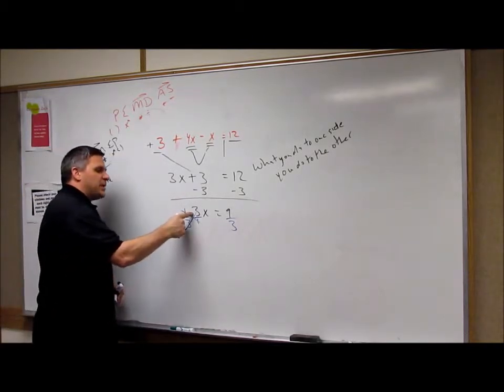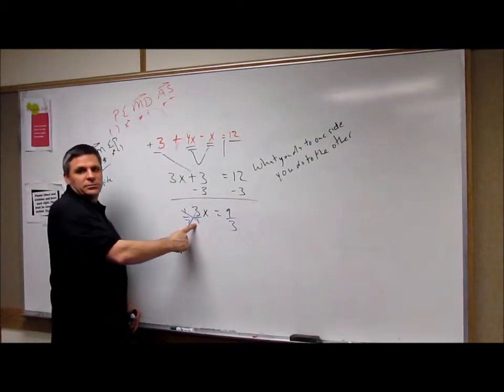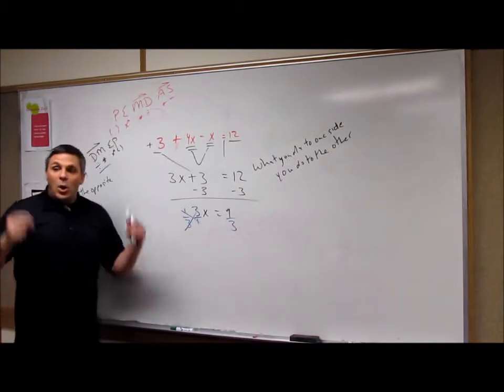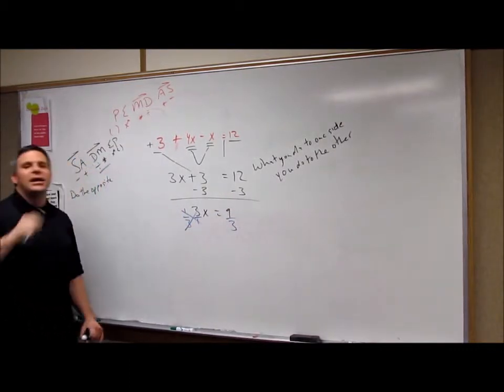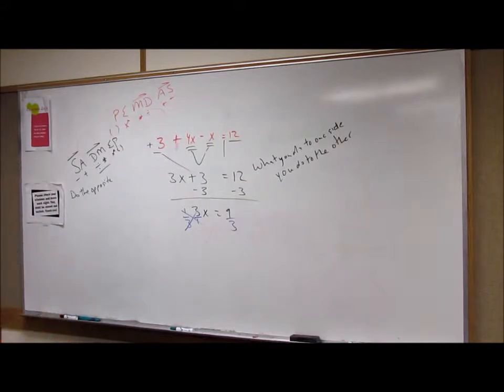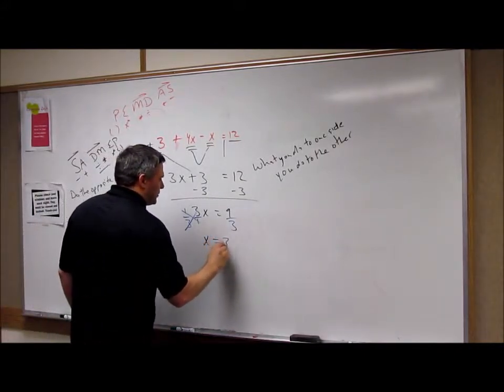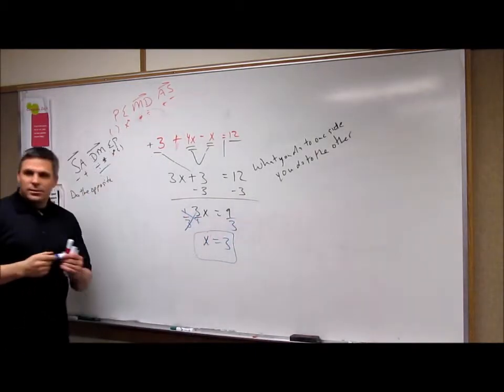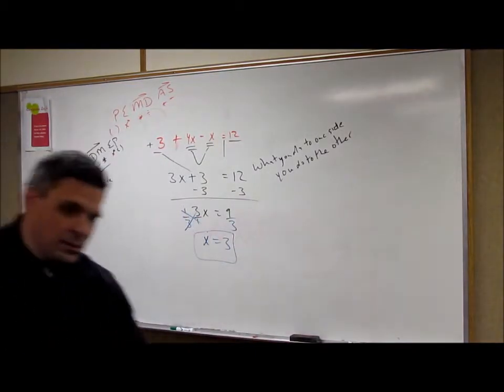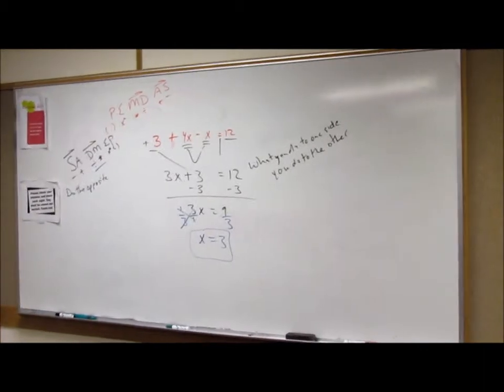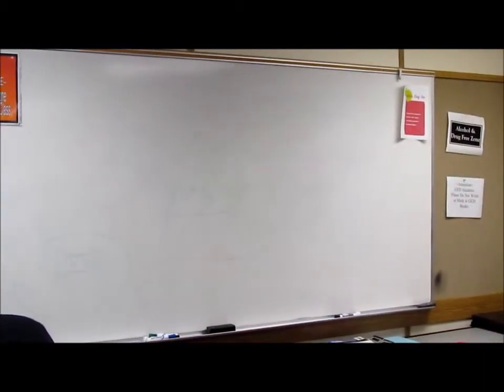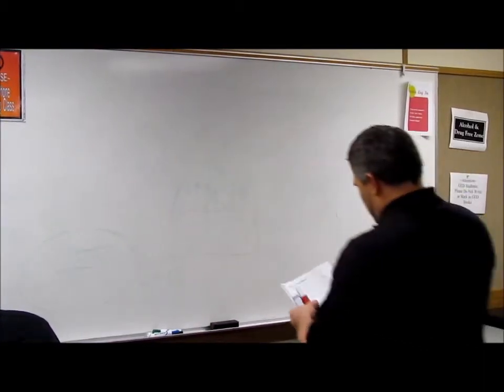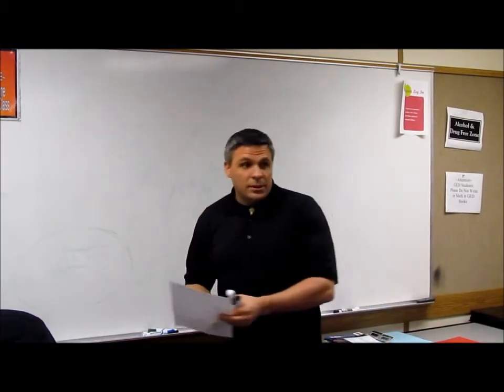Yeah, it's being multiplied, so I'm dividing. So I divide on this side. Or I'm multiplying by the reciprocal. Either way, whatever way fits for you, do it. X equals 3. Done. Okay? Alright. So on that part right there, we use the reciprocal, right?